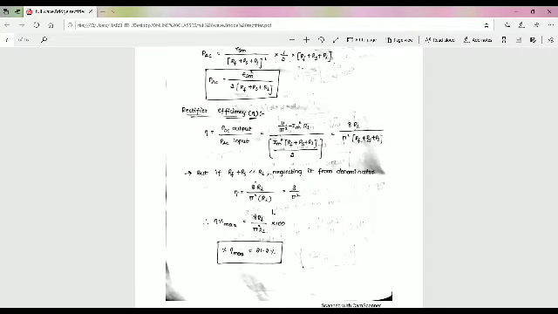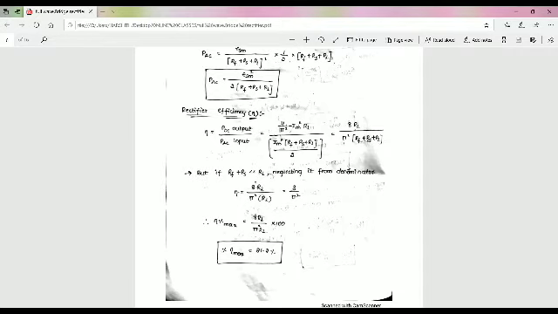So rectifier efficiency eta equal to P DC output by PAC input. Efficiency equal to output by input. Output is the DC, input is the AC. Okay. So eta equal to PDC output, this is the PDC output and this is the PAC input. Can divide, we will get 8 RL by pi square into (RF plus RS plus RL).